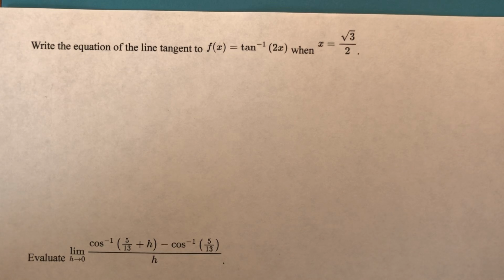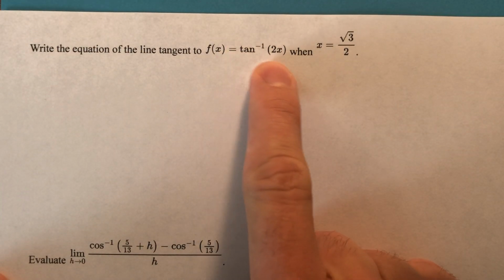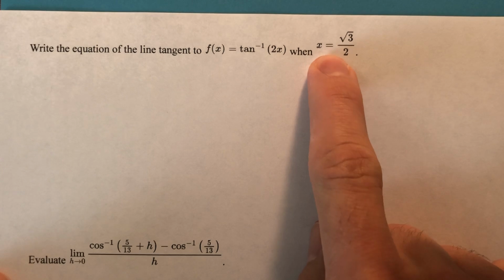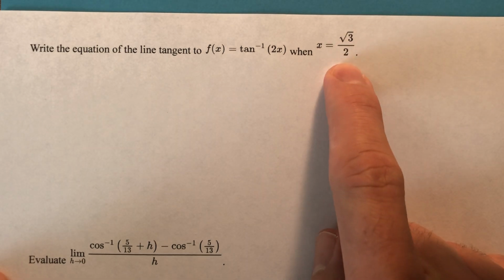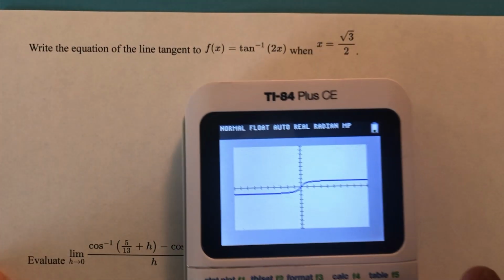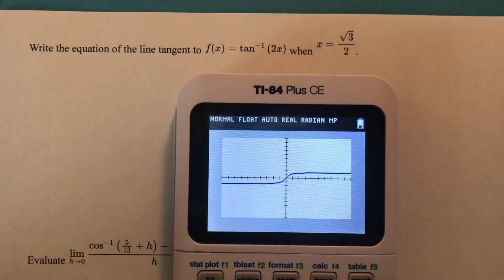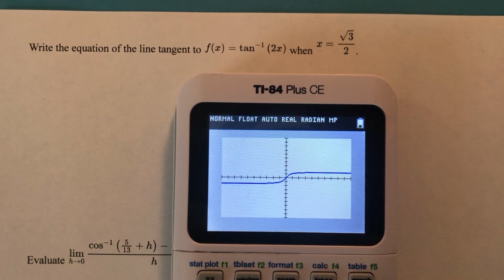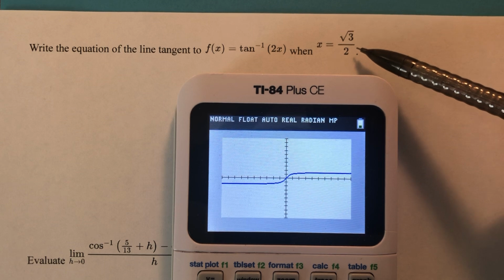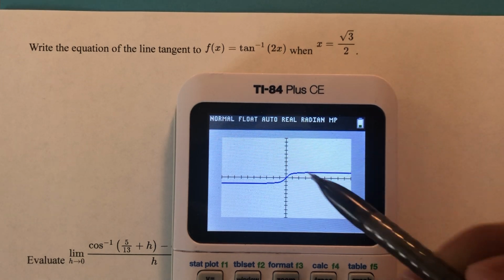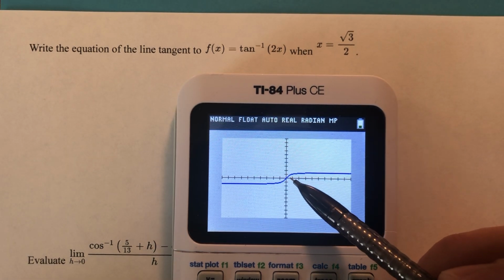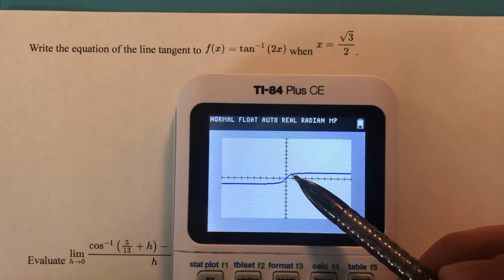Well, let's write the equation of the line tangent to this function, where x is the square root of 3 over 2. So just to give you a little visual, we are looking at this graph right here. This is the function inverse tan, or arctan, of 2x, and square root of 3 over 2 is about 1.7 over 2, which is a little less than 1.